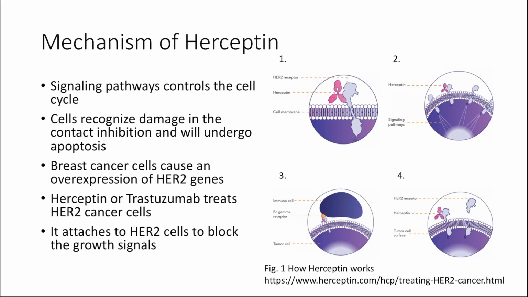So breast cancer cells cause an overexpression of the HER2 genes, and Herceptin is used to treat those cancer cells. And it does that by binding to itself to block the growth of cells. So as you can see from figure 1 on the right in the first part, the Herceptin binds itself to the HER2 receptor. The Herceptin is a monoclonal antibody specifically designed to target those HER2 receptors.